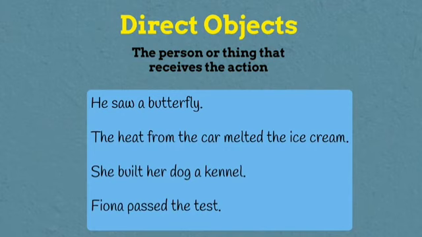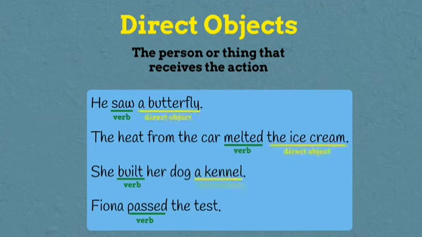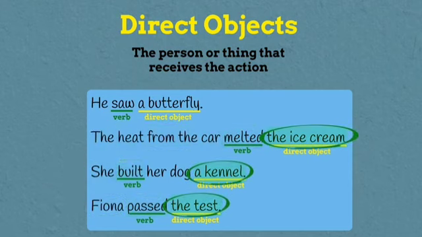Here are some more examples. Here are the verbs, and here are the direct objects. Each is receiving the action. In these examples, the action moves from the subject, through the verb, to the direct object.